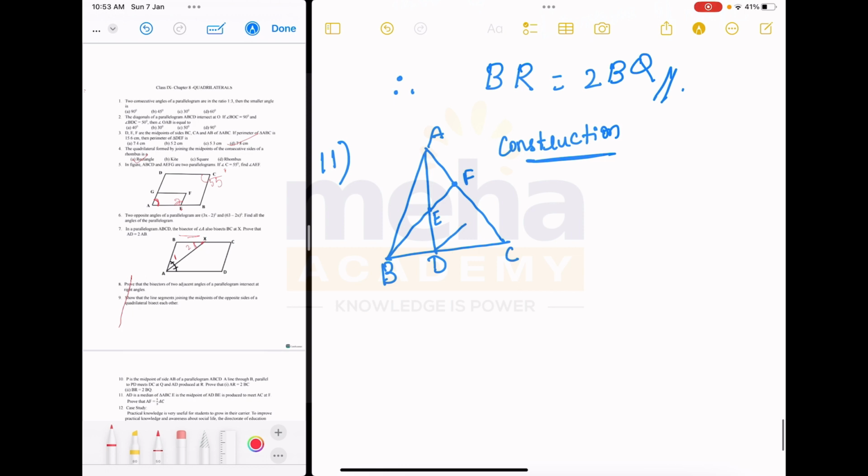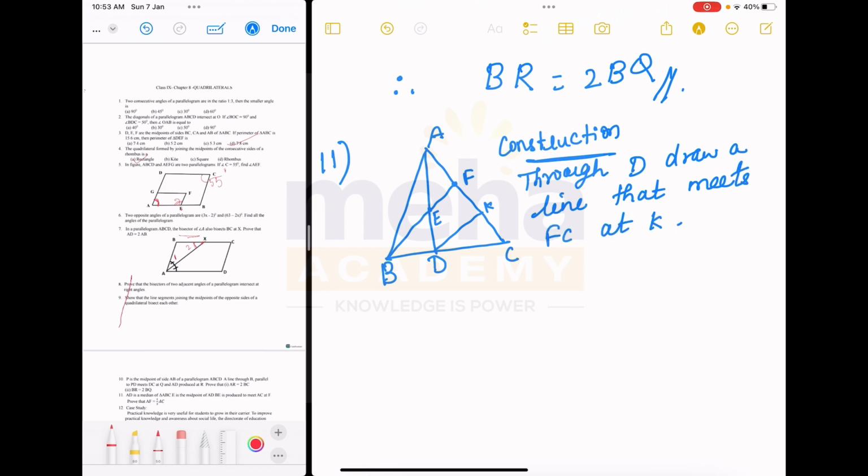Through D, we are going to draw a line K which meets FC at K. So through D, draw a line that meets FC at K. Fine. Now we take the triangle.